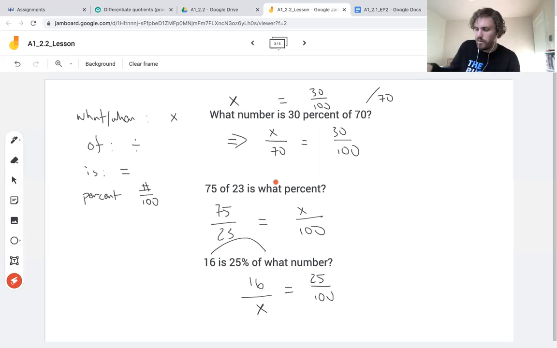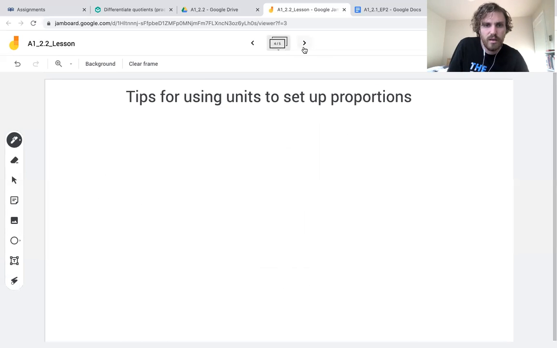"What" indicates that you basically have a variable. "Of" indicates some sort of division. And "is" indicates that equals sign. Okay, so that should help us out there a little bit, maybe, but a lot of it just comes with practice.